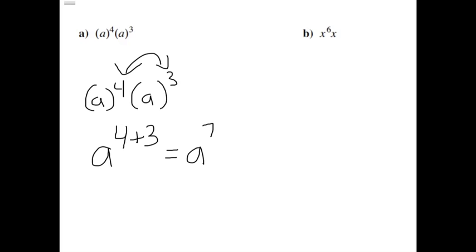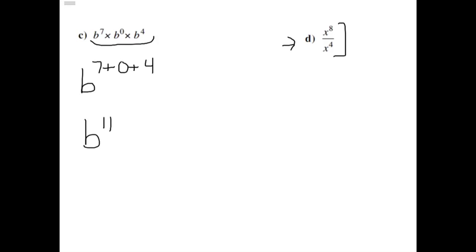Same with b, we've got x to the power of 6 times x. Now don't get confused because there's no exponent there. It looks like nothing, but it isn't really nothing at all. This is actually x to the power of 6 times x to the power of 1. You can think of it that way. In that case, you're still using the exponent law. This is going to be x to the power of 6 plus 1, which will give you x to the power of 7.